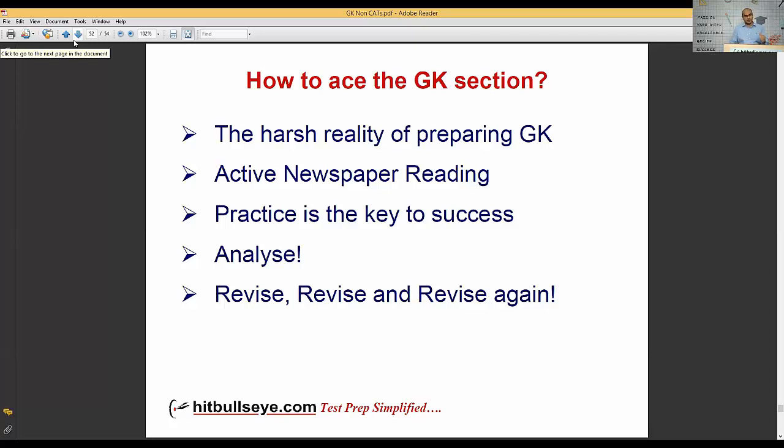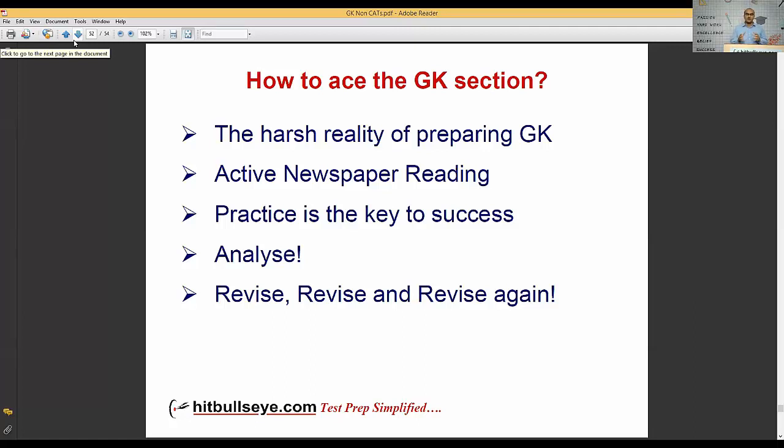Next is a simple word called analyze, but it has huge implications. You have to understand which are the sections that you are lagging behind in. So I think our mobile app gives you a sectional analysis, so you can go ahead and analyze it and see where your performance is better.